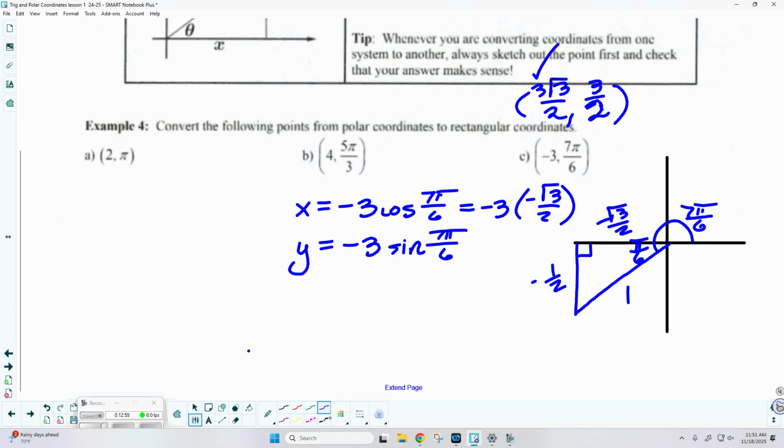And then -3 times sine of 7 pi over 6, that would be a -3 times the -1/2. And that's where I would get that one. And you'll notice both x and y turned out to be positive, so it's also in quadrant what? Quadrant 1, so we're good. Okay, so that is how you convert a polar to a rectangular coordinate.